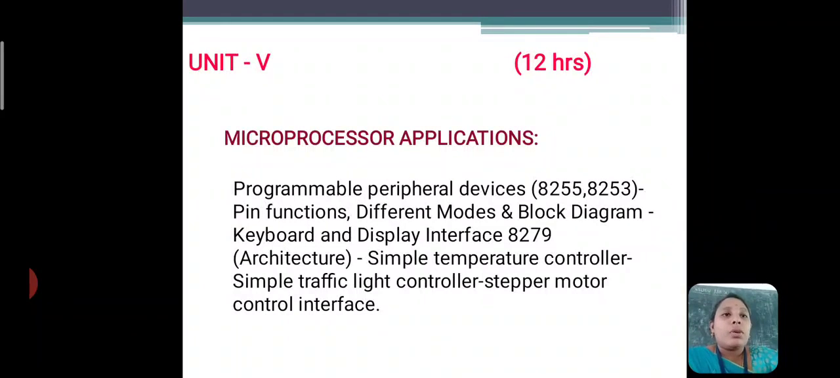Next, Unit 5, microprocessor applications, programmable peripheral devices, simply PPI, 8255, 8253 and their pin functions and different modes and block diagram of PPI. Next, keyboard and display interface, 8279 and its architecture, simple temperature controller, simple traffic light controller, stepper motor control interface. By using these microprocessor applications, we have to design or develop projects.